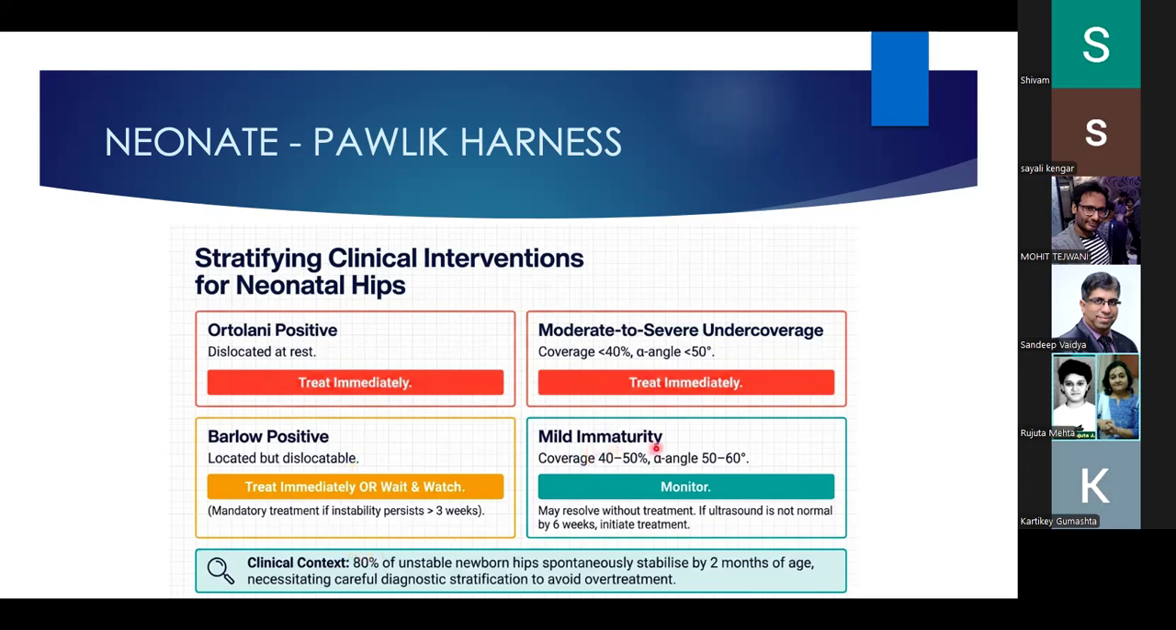If there is mild immaturity, coverage between 40 to 50%, and alpha angle between 50 to 60 degrees, monitoring can be done. This may resolve without treatment. If ultrasound is not normal by 6 weeks, treatment should be given. 80% of the unstable newborn hips spontaneously stabilize by the end of 2 months of age, necessitating careful diagnostic stratification to avoid overtreatment.